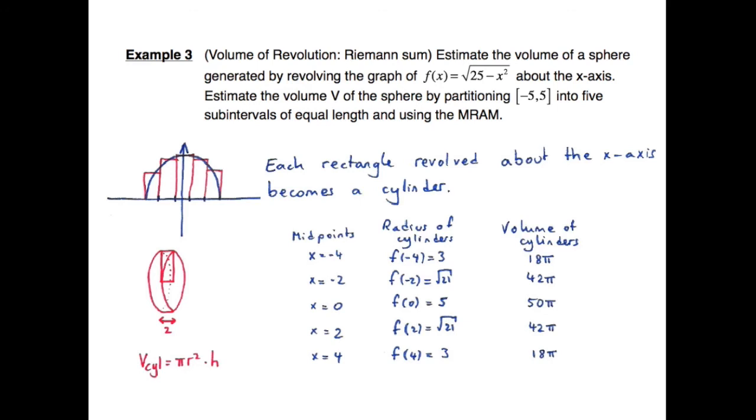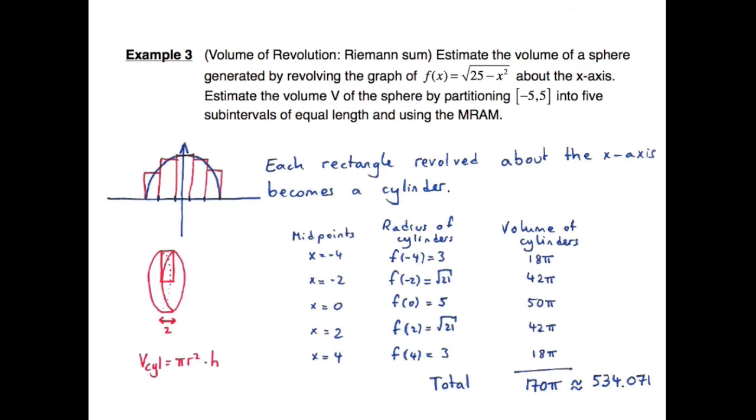Once we're done with that, we can add up the 5 cylinders to find the total volume that we estimate for the sphere. Total 170 pi, which is approximately 534.071. So that's the end of this exercise.